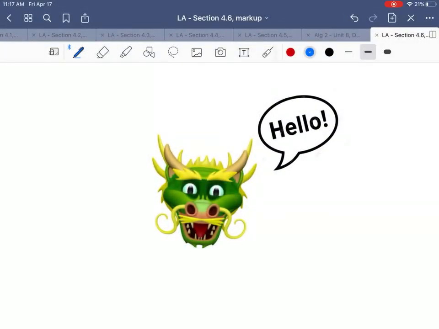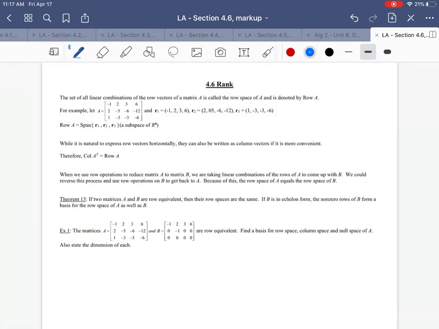All right, hello there. Today we're going to do section 4.6, which is on rank and sizes of different sets of things. So it should be pretty easy. Get through it pretty quickly.